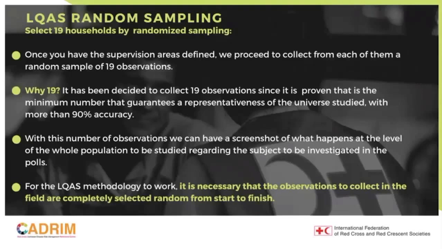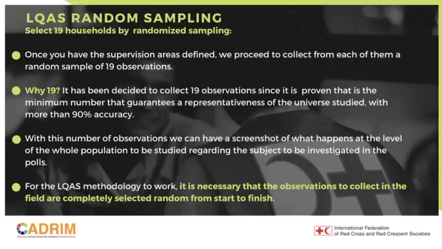So for the LQAS methodology to work, it is necessary that the observations to collect in the field are completely selected through random sampling from start to end. So let's say that this is the very primary condition to apply LQAS: that these 19 observations or households that we want to select are selected through random sampling.